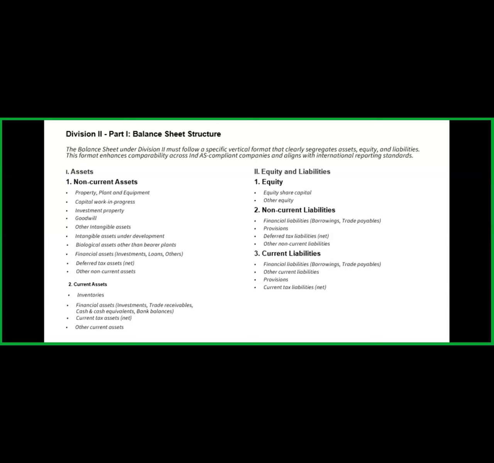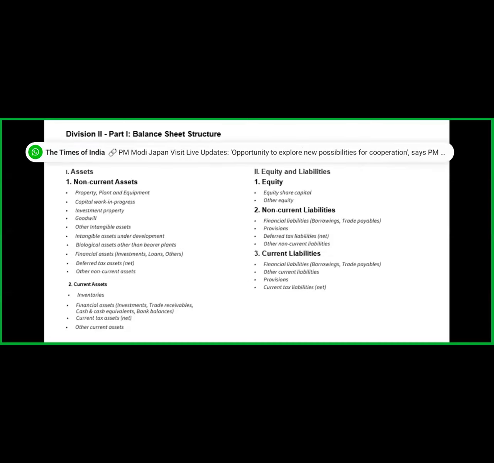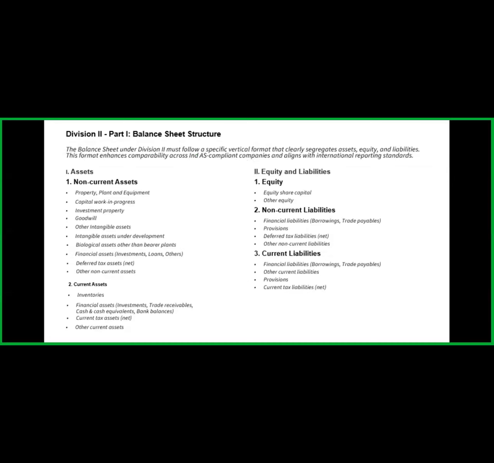The current assets are a type of asset that is easily convertible into cash. We can convert these assets into cash within 1 year, within 365 days. So, as we know, these include inventories, financial investments such as trade receivables, cash equivalents, bank balances, tax assets, and other current assets. All of these we can easily convert into cash, and whenever organizations require cash for their working capital, they use their current assets to fulfill that requirement.